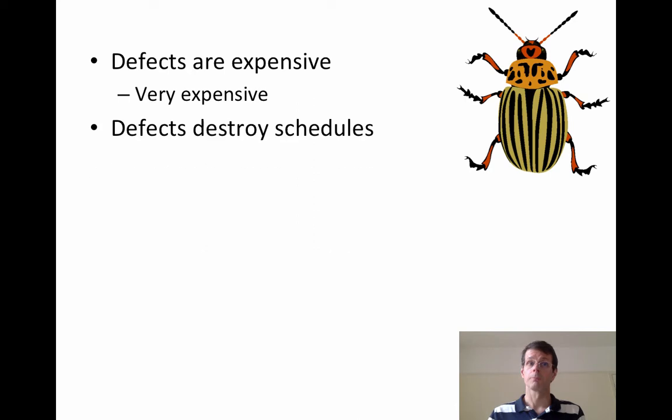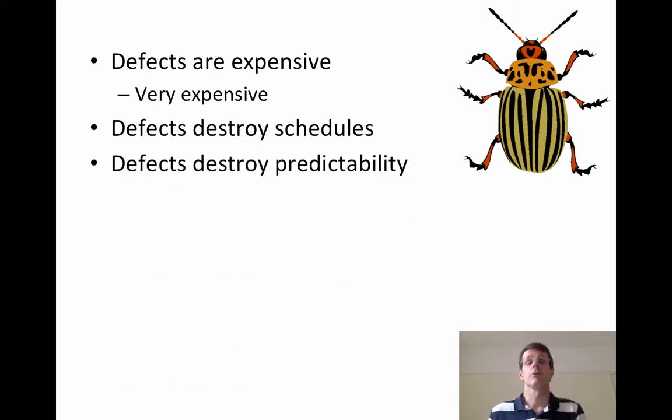But that's not all. Defects destroy schedules. We get to the end of our schedule and we've got this defect list which we need to fix, and we don't know when we'll be done. Any schedule we start with, if we don't build quality in, we're going to be losing time. All the time we're finding defects, we're needing to fix defects. Defects destroy predictability. Even if you start off with a great schedule, defects are very difficult to estimate, very variable in how much time they take up. Any predictability you've got is lost when you have high defects.